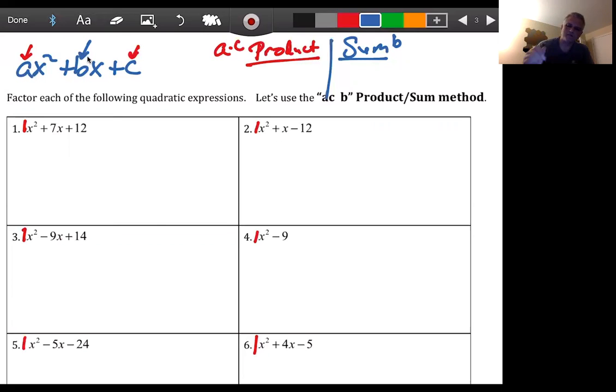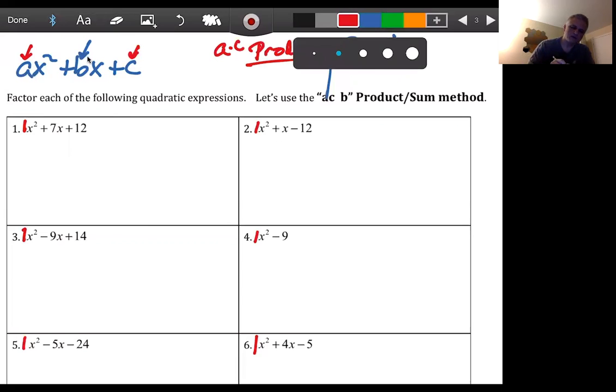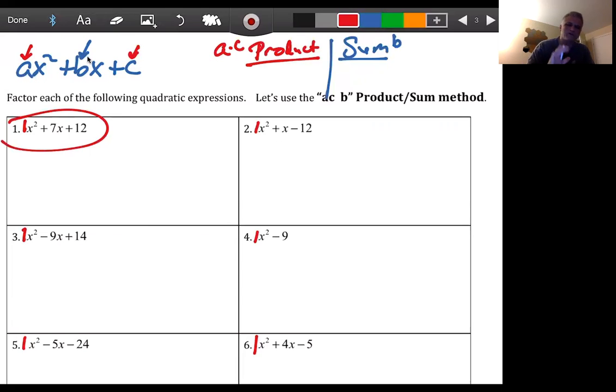Check this out. Question 1. Again, just hold on. We're going to do this together. You'll see the pattern after we do a couple of these, I bet you. So the a is 1. The c is 12.